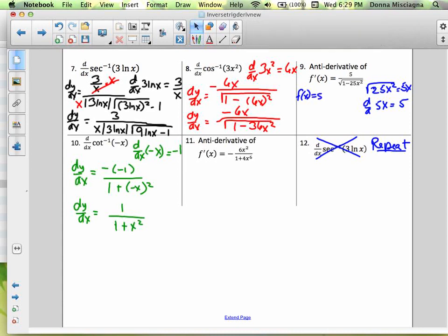So our function is f of x equals arc sine of 5x. There we go. That wasn't too bad now, was it?